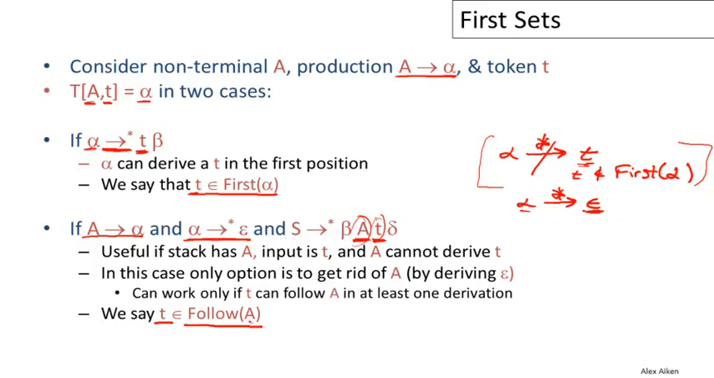Notice that we're not talking about A deriving T. A does not produce T. T appears in a derivation after A. So the A and the T here don't have anything to do with what A produces. This has to do with where A can appear in derivations. If the T can come after the A in a derivation, then we say that T is in the follow of A.